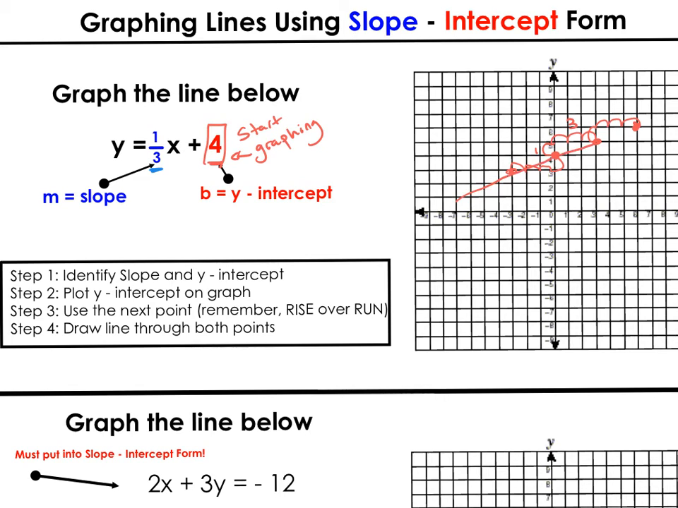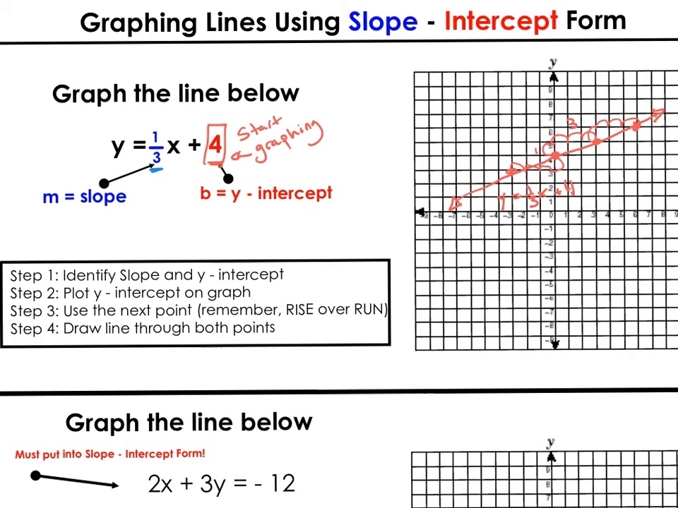Once you get about 3 or 4 points or so, you draw a nice little line through. Hopefully you're using a ruler. And I'm not saying hopefully. You should be using a ruler. You get a nice, beautiful line such as this. So this is y equals 1/3 x plus 4.